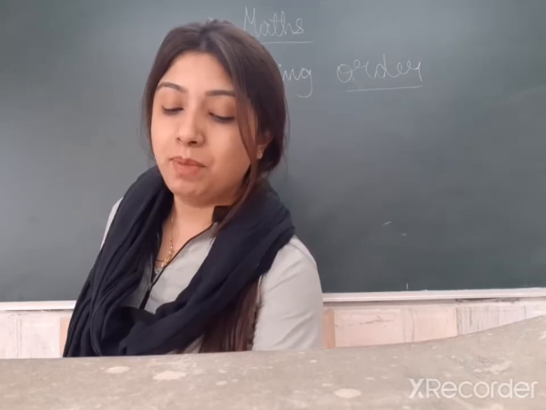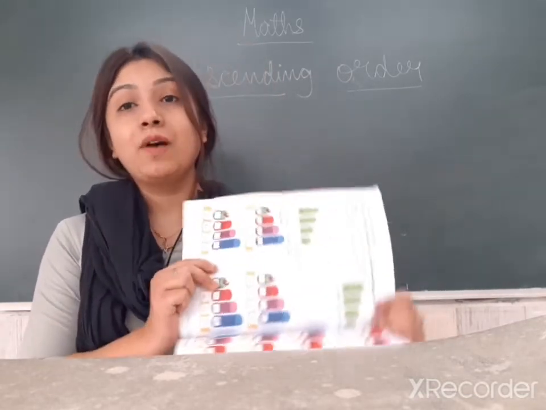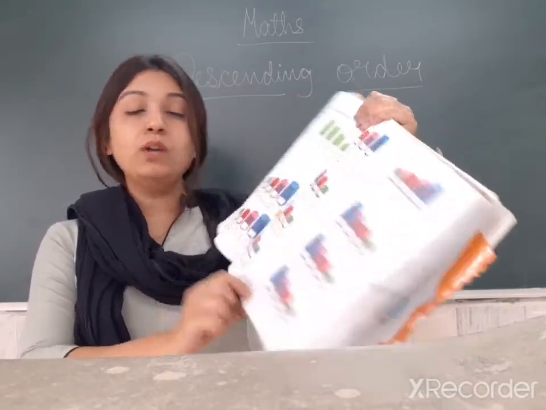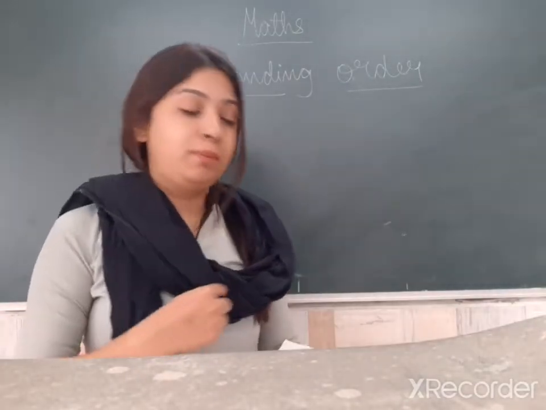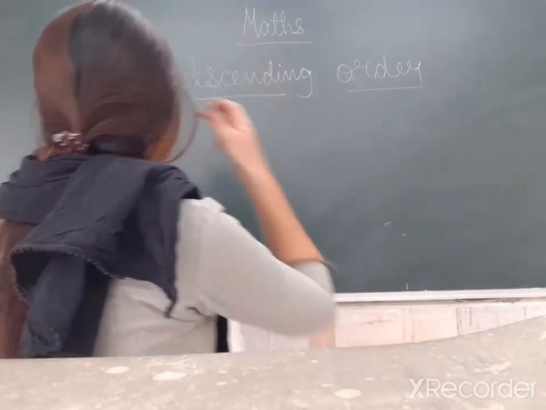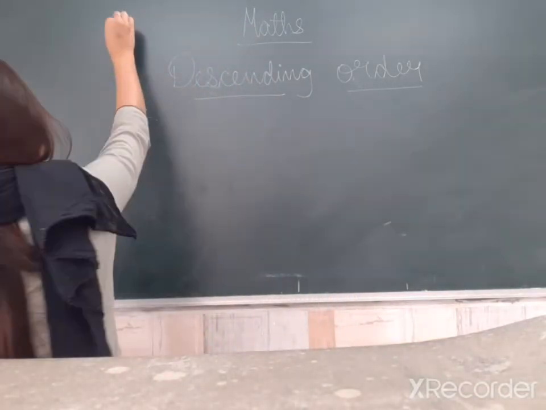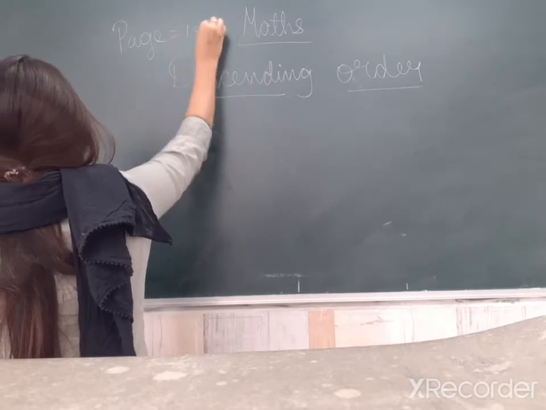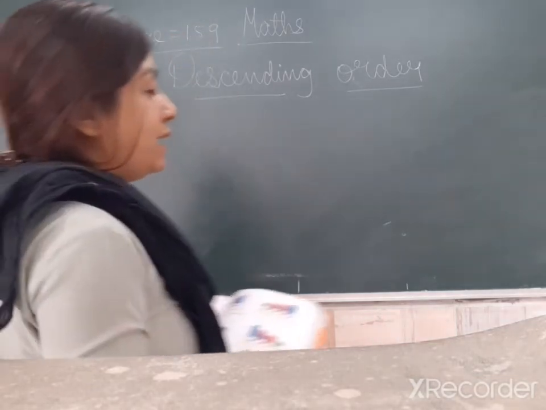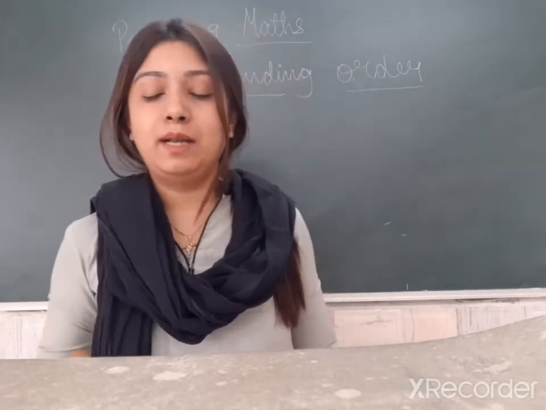the page number also I will mention, students, the page number 159. 159 page number, that will be a descending order. You just look at the textbook, students. Page number I will mention, 159 page number, that will be a descending order.